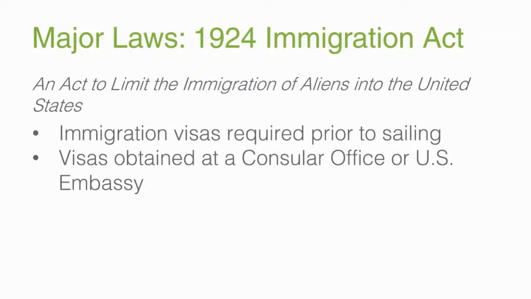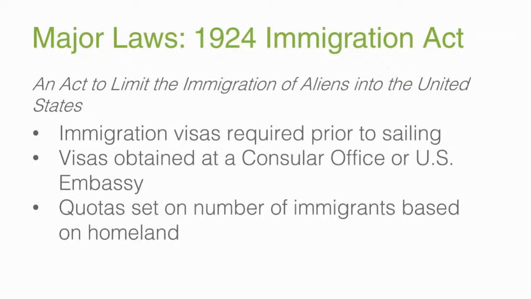So those visas were either obtained at a consular office or a US embassy in either the country of origin, or if you were a displaced refugee, somewhere else if you could. And then this act also set quotas. There had been an attempt to set quotas based on you can only have this number of immigrants from this country. It was meant to let more Western and Northern Europeans into the country. It was based on the number of immigrants, I believe it was either on the 1880 or 1890 census, that had come from that country.